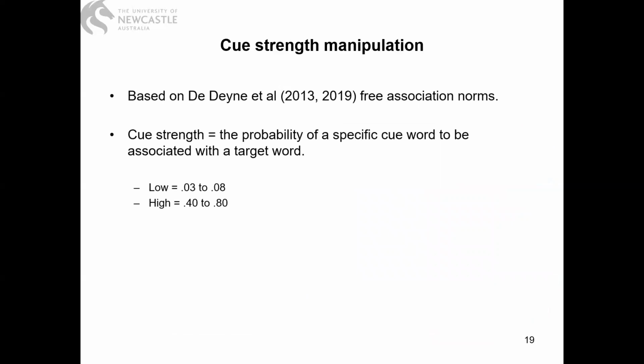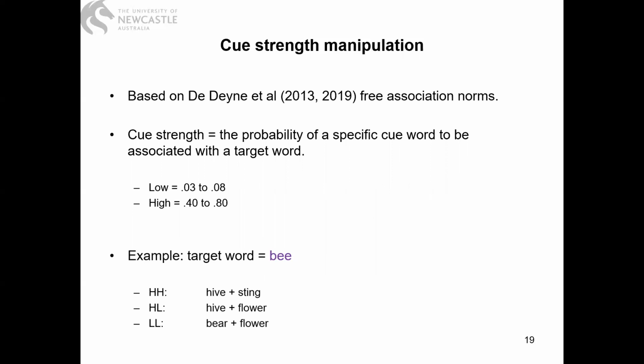The manipulation of cue strength was based on the Nelson et al. free association norms, whereby the cue strength is defined by the probability of a specific cue to be associated with a target word. Out of the corpus of words, we selected words that fell into a band of low and high probabilities. So for example, to illustrate, if we have the target word bee, then two cues which are highly related or strongly predicting this target would be hive and sting, whereas in the low-low condition, two cues that could have a low level of connection would be bear and flower.